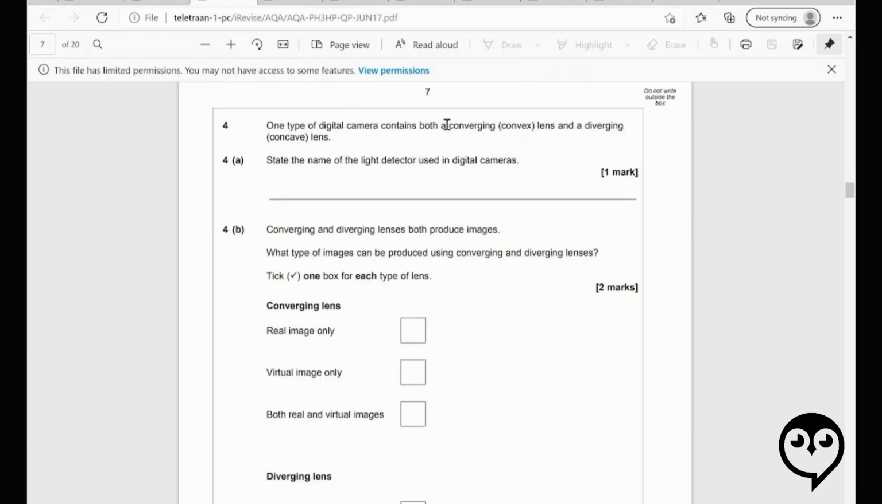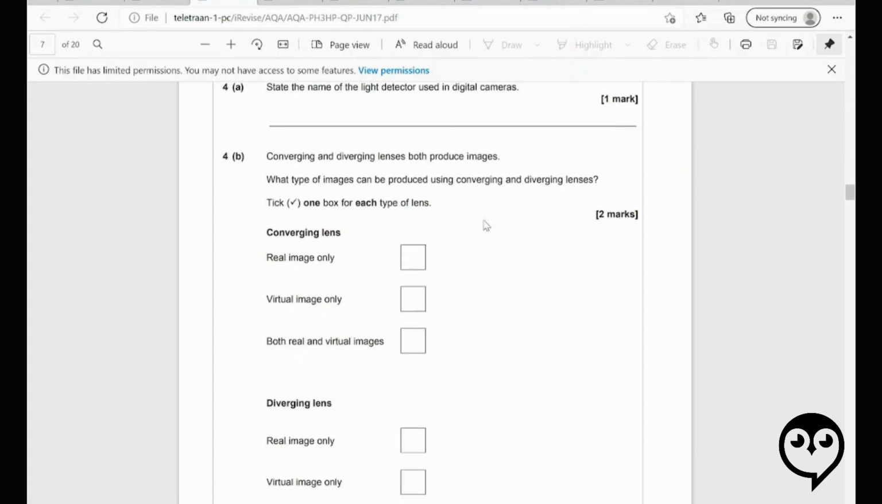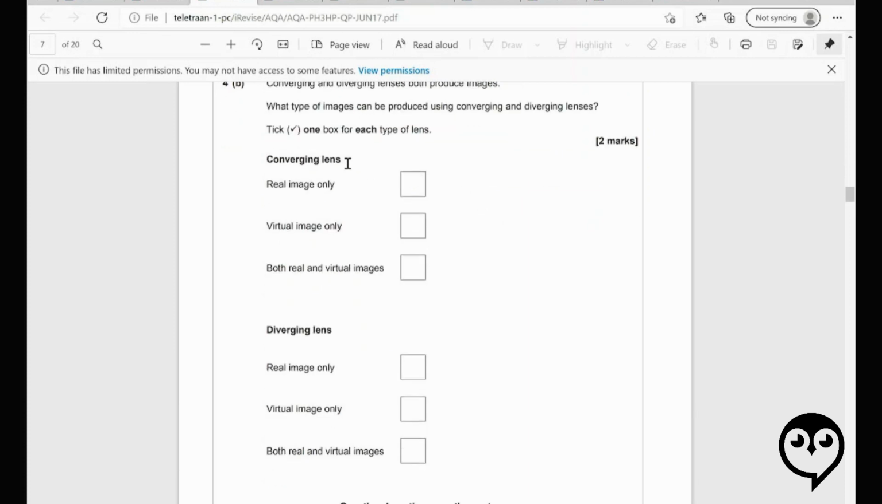One type of digital camera uses both converging and diverging lens. What's the name of the light detector used in digital cameras? It's probably going to be a CCD. Converging and diverging lenses both produce images. What type of images can be produced? So converging lenses are convex lenses. It depends on where the image is. I will say both real and virtual. Okay. And with a diverging lens, I believe it is virtual only.